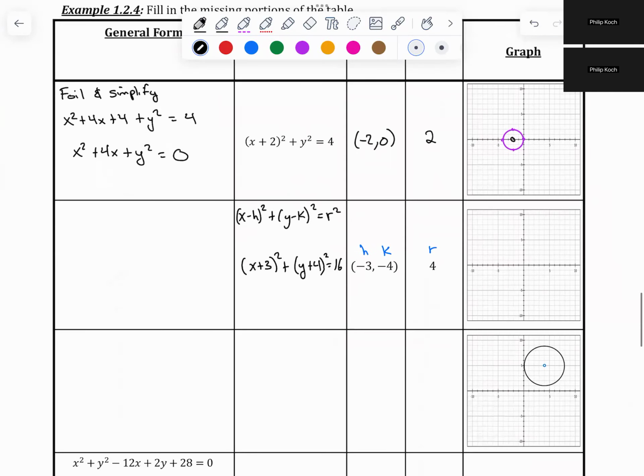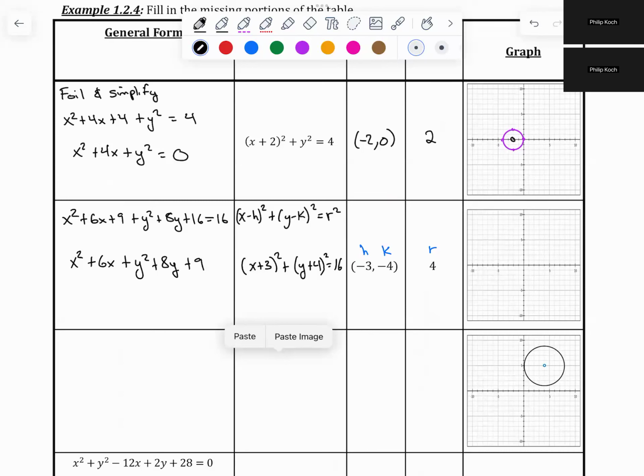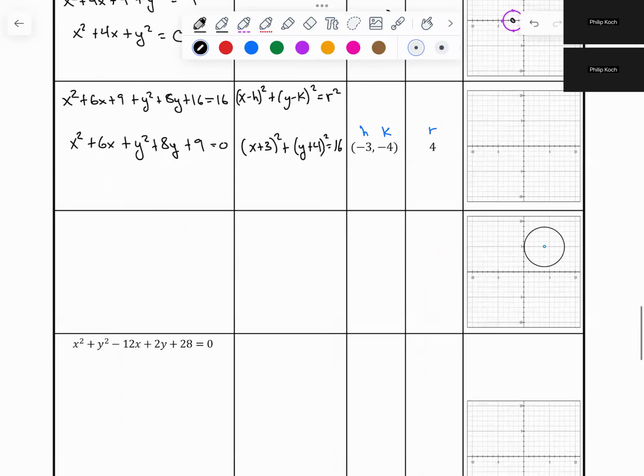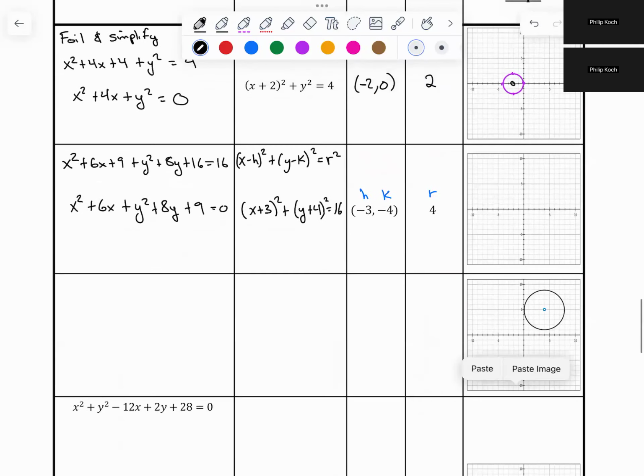And then general form, just simplification. So x squared plus 6x plus 9 plus y squared plus 8y plus 16 equals 16. So at the end of the day, we've got x squared plus 6x plus y squared plus 8y plus 9. So we'll subtract a 16, that'll cancel off the 16s and equals 0. Any questions?